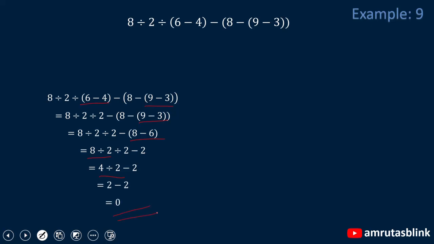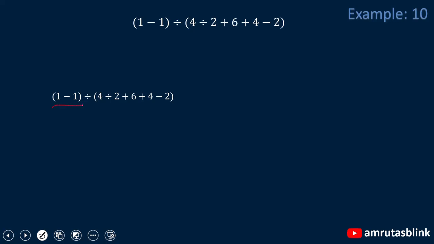Now this 4 ÷ 2 is 2 and 2 − 2 is 0. So again the final answer of the given expression 8 ÷ 2 ÷ (6 − 4) − (8 − (9 − 3)) is equal to 0.